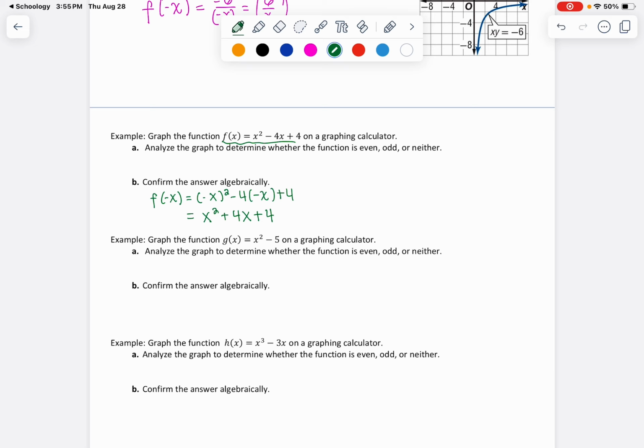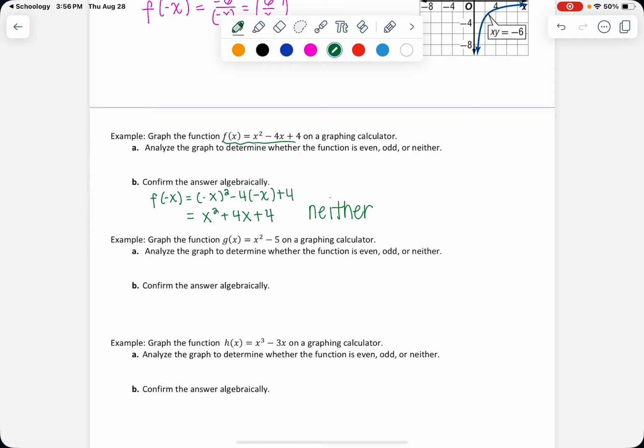All right, if you compare this to the original, it is not the same and it is not the opposite. The reason why it's not the same is because this is negative and this is positive. And the reason it's not the opposite is because x squared and x squared are the same and the 4s are the same. So this is neither. This is not even, nor is it odd.